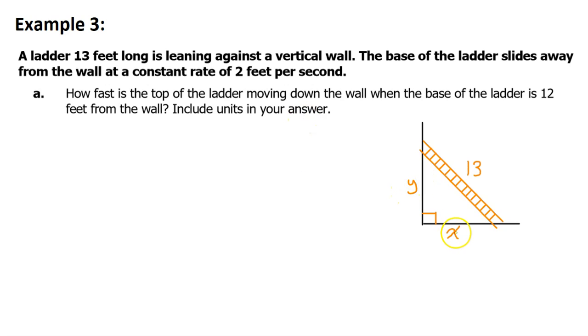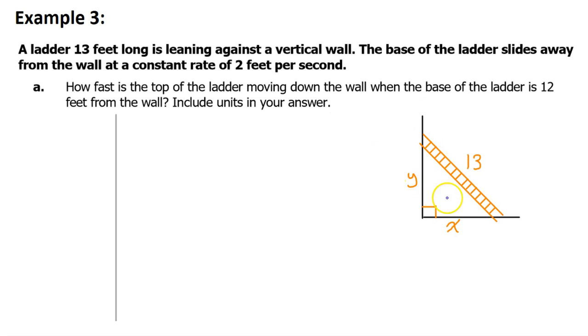When you introduce new variables, you must define those variables, but you are allowed to define your variables by drawing a picture like this. So, according to this picture, x represents the distance between the base of the ladder and the wall, and y represents the height of the ladder on the wall. This is mandatory. If you don't draw a picture to define your variables, then you have to write it out in words.